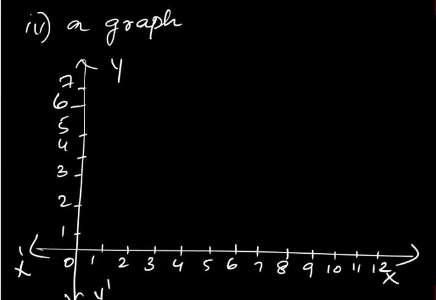So for the fourth one, graph, draw a graph with x-axis, y-axis and x dash and y dash axis, and mark the values. First ordered pair is 2, 0. So 2 from your x-axis and 0, and write it as 2, 0. The next value is 4, 1. So 4 from your x and 1 from your y, and mark it as 4, 1.